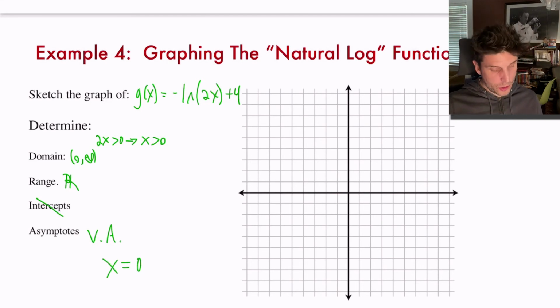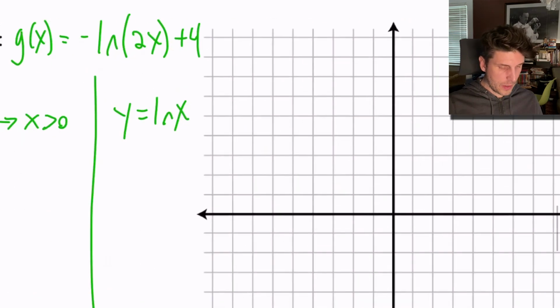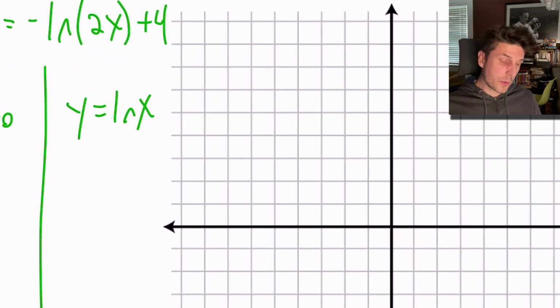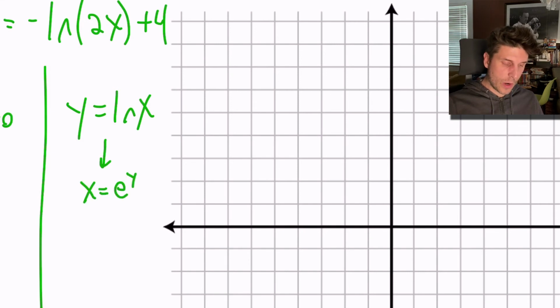All right. So how do I establish my parent function? The parent is going to be y equals ln x. Okay, so we'll look at that. So if it's y equals ln x, let's make a little table. Actually, before I make the table, let's rewrite that as x equals e to the y.